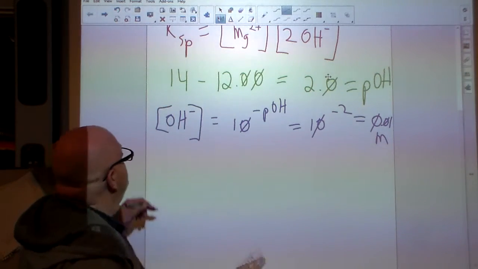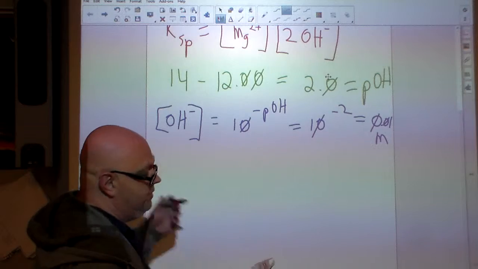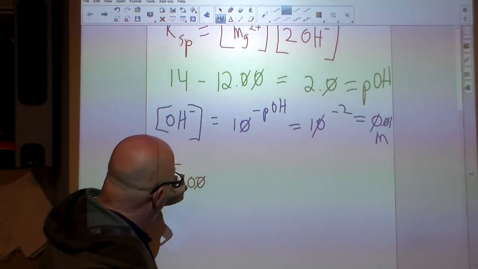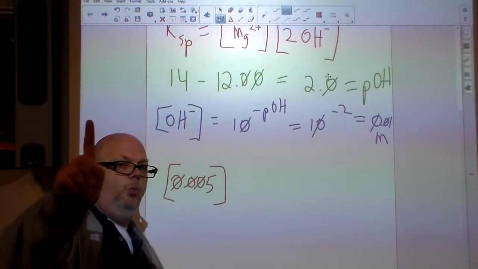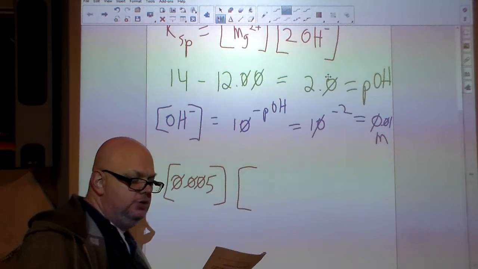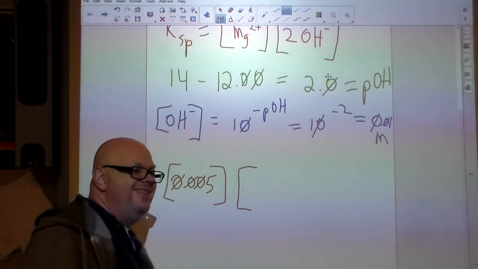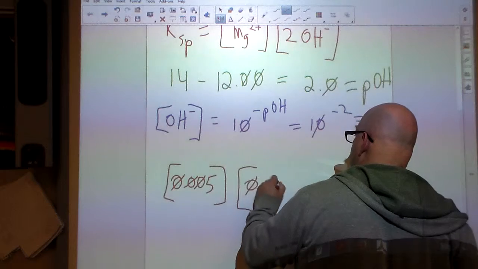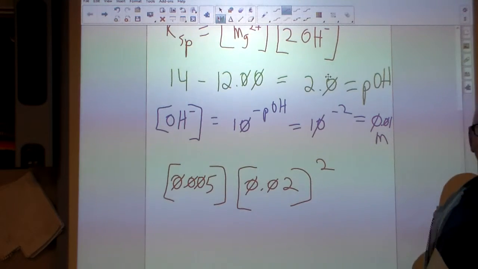So, let's look at it. What is half of 0.01? Oh, hey, it's 0.005. Now, remember, it's in molar, and we don't need to square it or anything like that because there's only one. And what's 2 times the concentration of the OH? Well, it's 0.01, isn't it? That has to be multiplied because we've got 2 of them. That's going to equal 0.02. And that, ladies and gentlemen, is going to have to be squared.